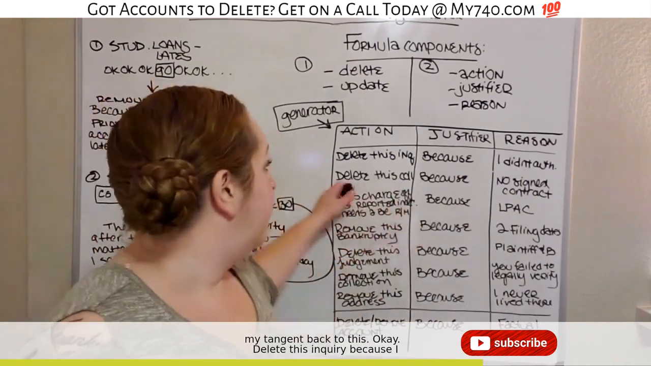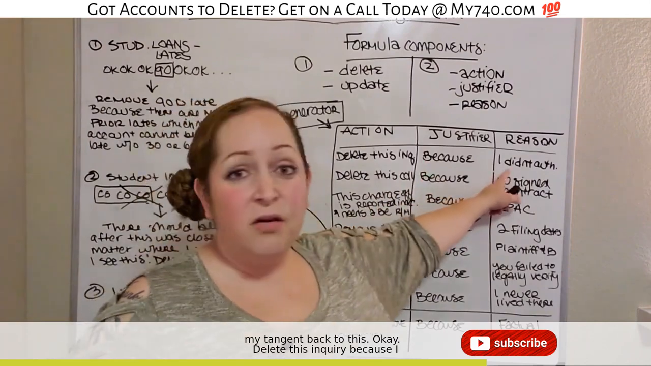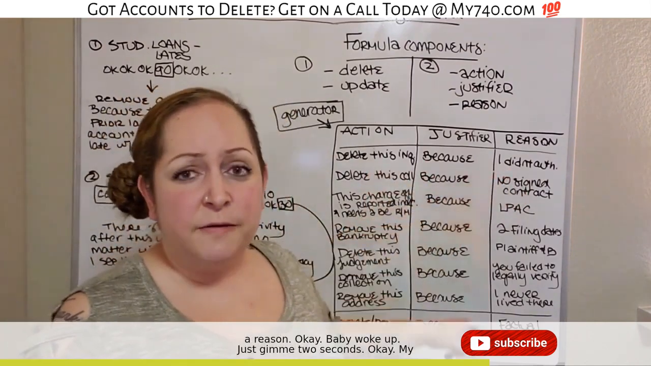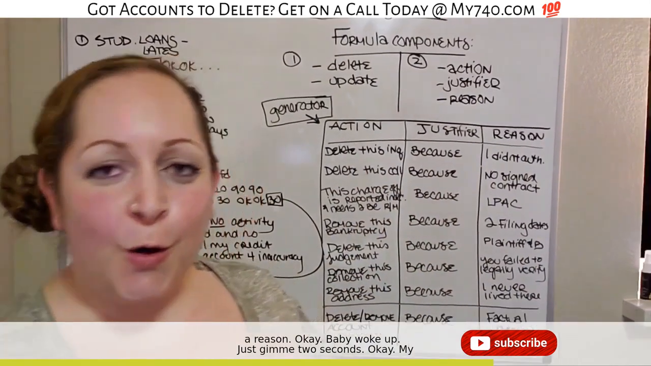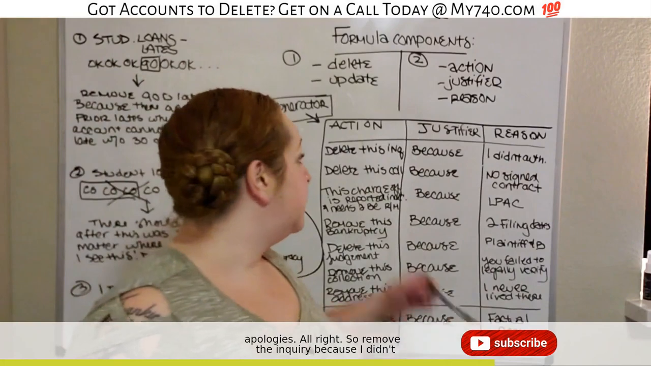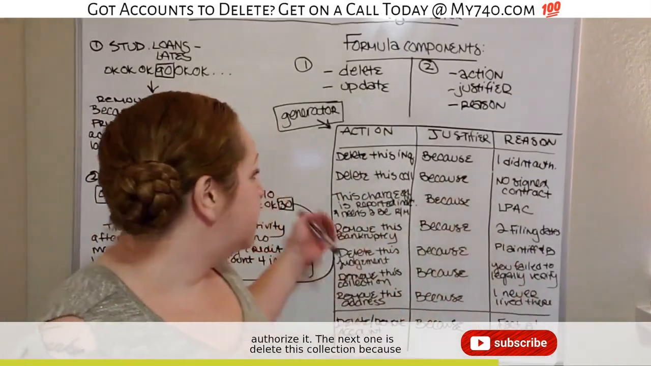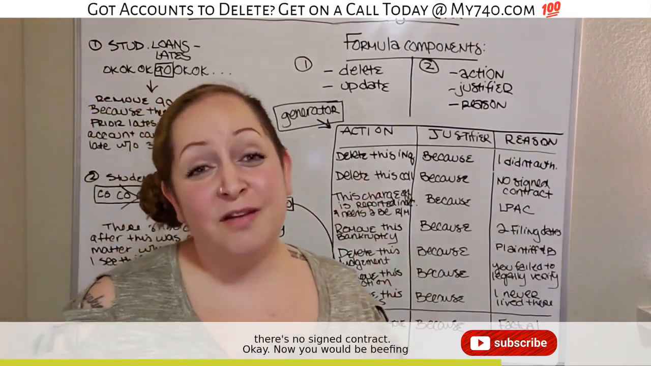Back to this. Delete this inquiry because I didn't authorize it. You have action, you have a justifier and a reason. Okay, baby woke up. Just give me 2 seconds. Okay, my apologies. All right, so remove the inquiry because I didn't authorize it. The next one is delete this collection because there's no signed contract.